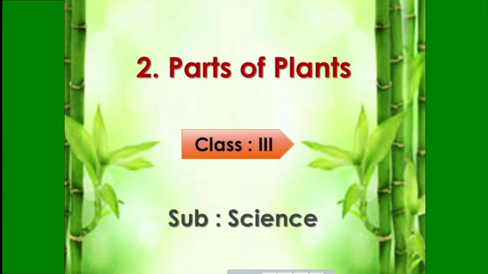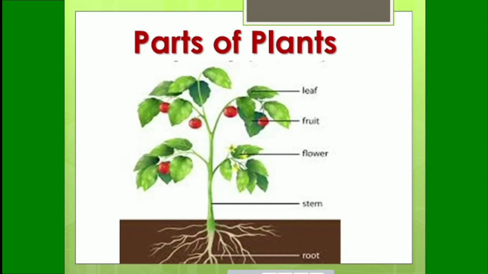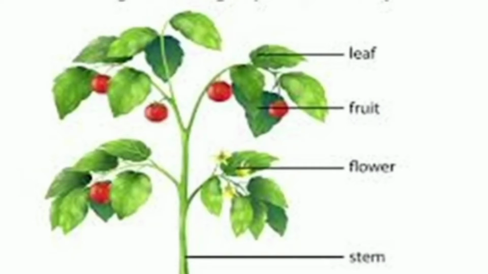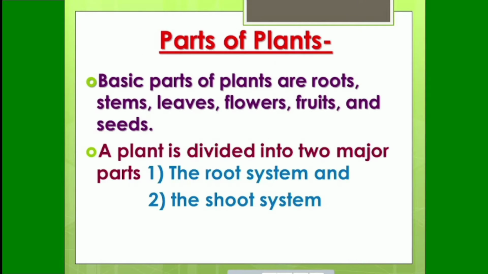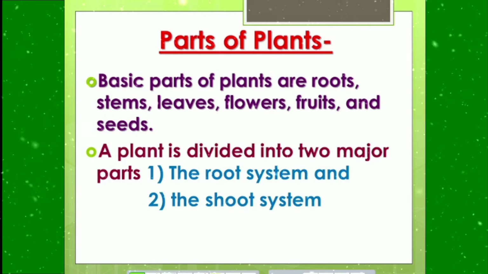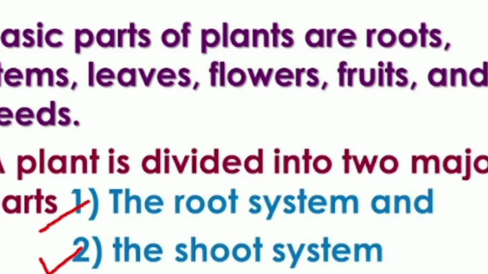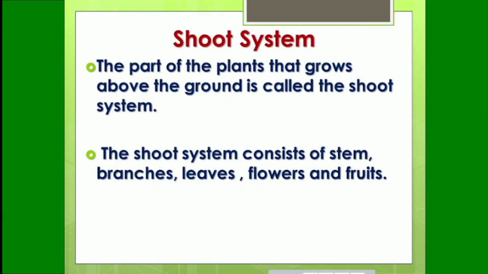I am Deepali Mule. Today I will continue our second lesson, parts of a plant. As you know, students, we are going to learn about different parts of a plant. In the last video we learned about the two major parts of our plant: first, the root system, and second, the shoot system. Today we are going to discuss the shoot system.